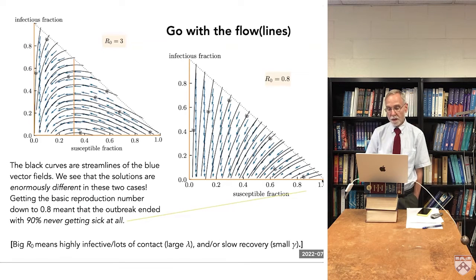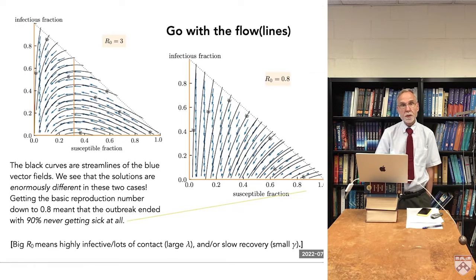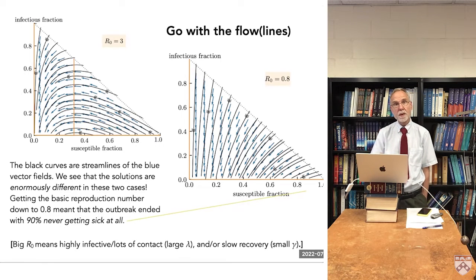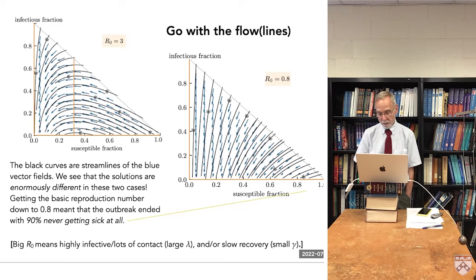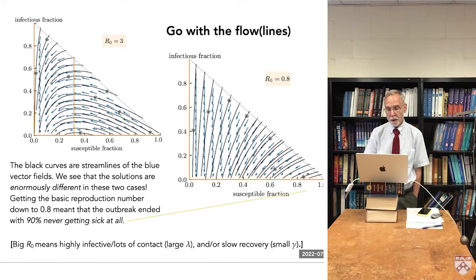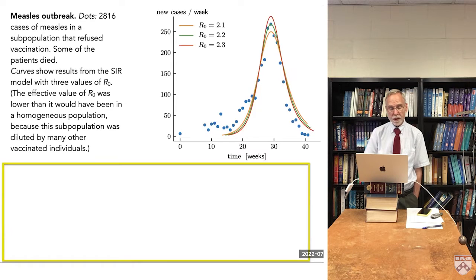Whereas if you start at the same place, you end up close to where you started out, with the whole outbreak dying off if R0 is smaller. And even just a little bit smaller than 1 is enough. Okay, that's interesting news. And I've written the nullclines in orange. You can work those out for yourself.